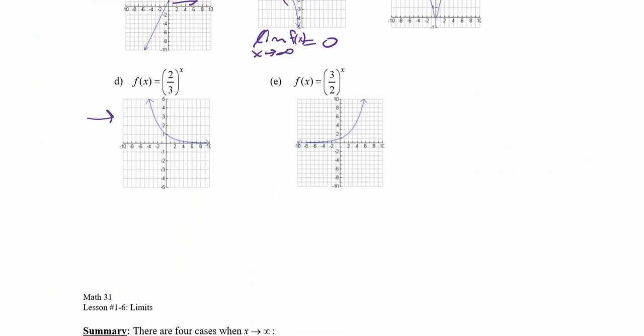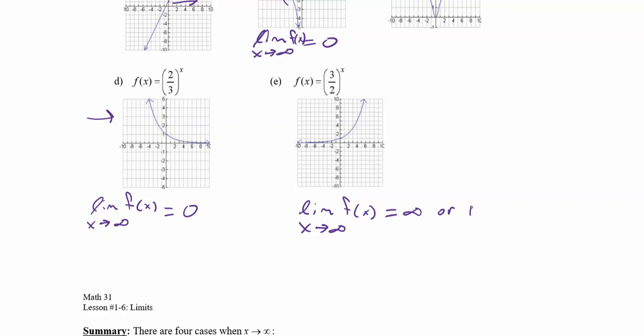What about this one? The limit of f of x as x approaches infinity. What's that going to be? 0, yeah. And then what about this one? The limit as x approaches infinity of f of x. So again, you could say that this was infinity, right? It's going infinitely far up, or does not exist.